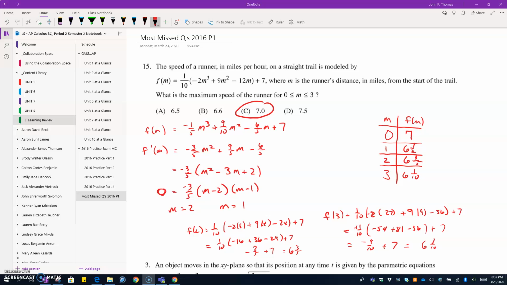6 3/5 at 2, and 6 1/10 at 3. That means that our correct answer for the maximum speed is going to be 7. This occurs at time 0, but the maximum speed is 7, and it would be in miles per hour. Hope that helps. Thank you.